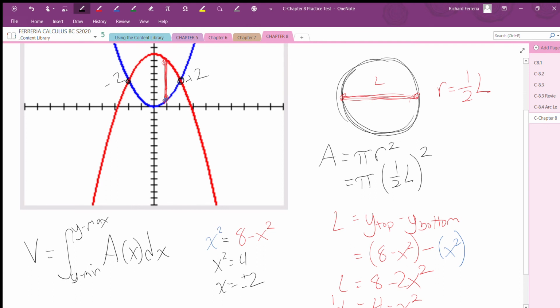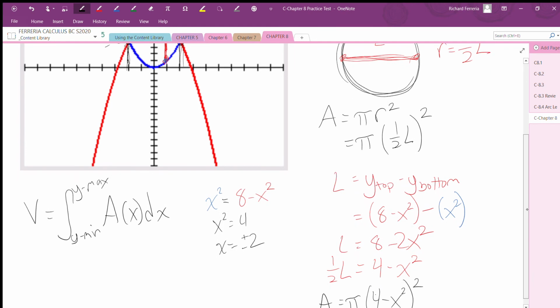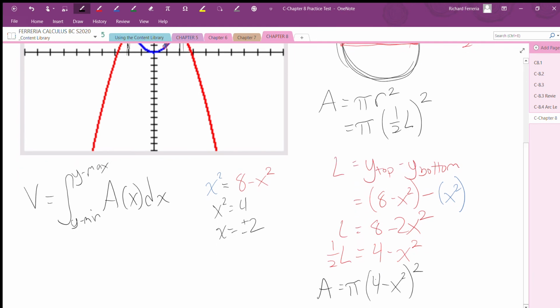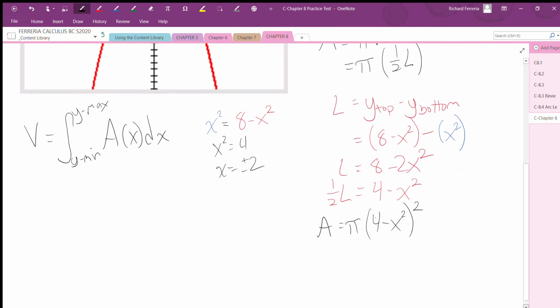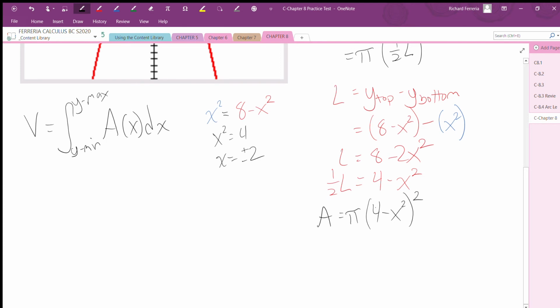I don't recommend that you look at the graph and automatically assume that it's 2, even though it looks reasonably close to 2. It may not always be exactly equal to 2. So do some analysis, solve it, use your calculator to solve it, whatever you need to do, but don't assume that it's 2 just because it looks like it's 2. Okay, so our volume is equal to the integral from negative 2 to 2 of our area formula, pi times (4 minus x squared) squared dx.